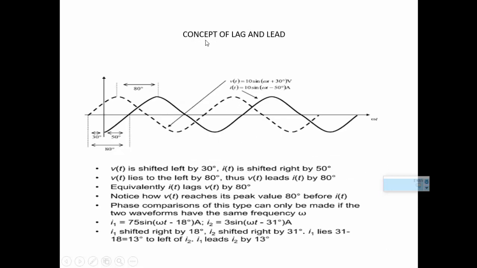Now let's try to visualize what this concept of lag and lead is all about. If we take this zero as our reference point, we can see that with reference to the zero point, we have this dotted waveform right here, which is the current. With respect to the zero crossing, it is shifted to the right, so that's minus 50. And the voltage right here, with respect to this zero point as our reference, is shifted to the left, and that's why we add a plus in the sinusoidal alternating instantaneous voltage waveform. So v(t) is shifted by 30 degrees, the current is shifted right by 50 degrees, and v(t) lies to the left by 80 degrees.